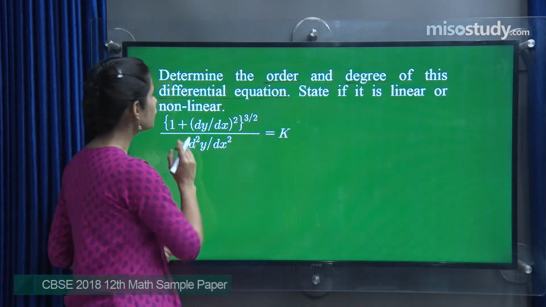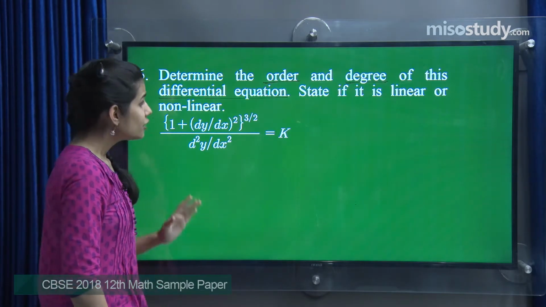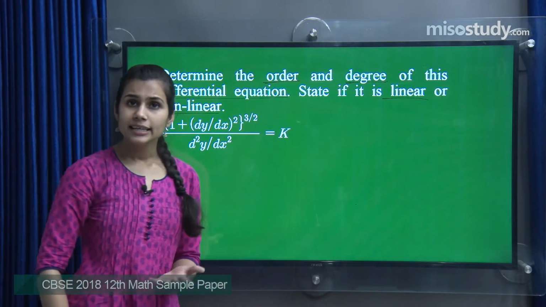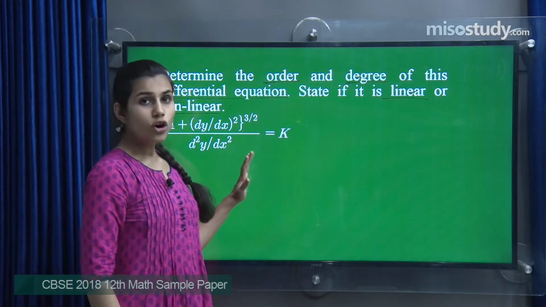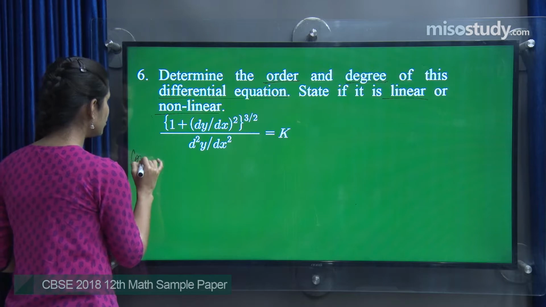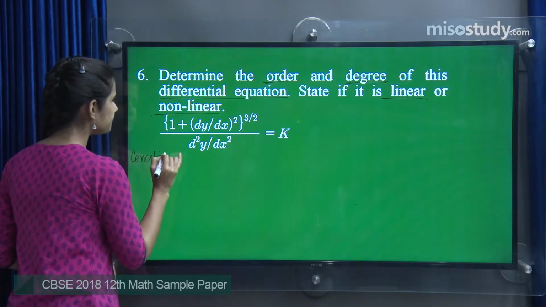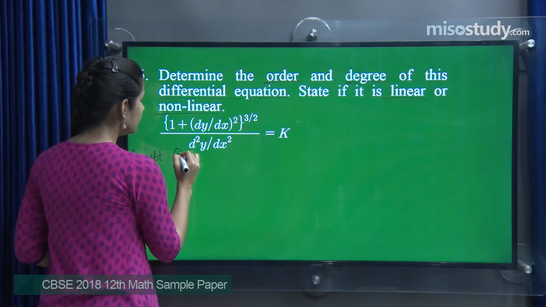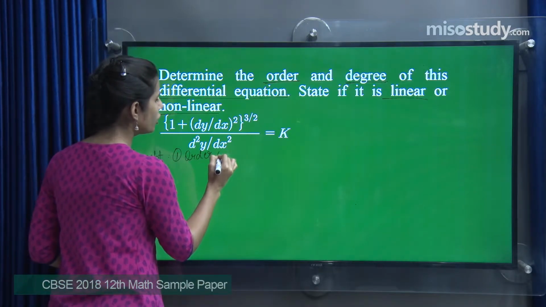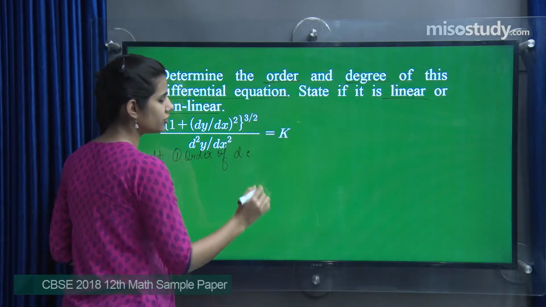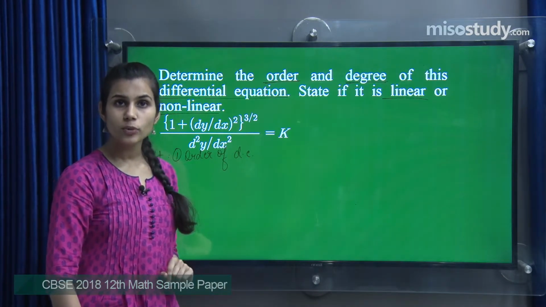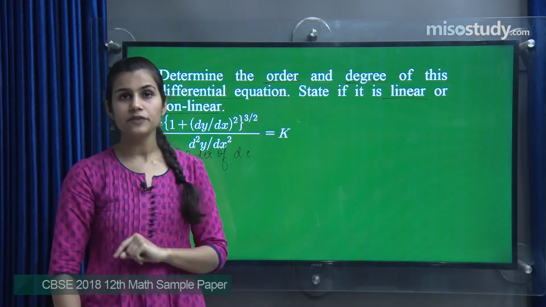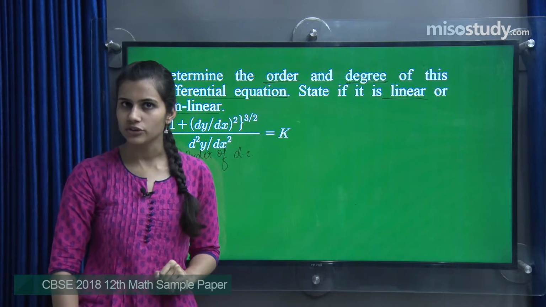State if it is linear or non-linear. Now so many terms are over here: linear, non-linear, degree, order. Your concept which is used over here is the meaning of all these terms. You should know what is the meaning of order of differential equation. What is the order of differential equation? The order of the highest order derivative in that differential equation is the order of the differential equation.